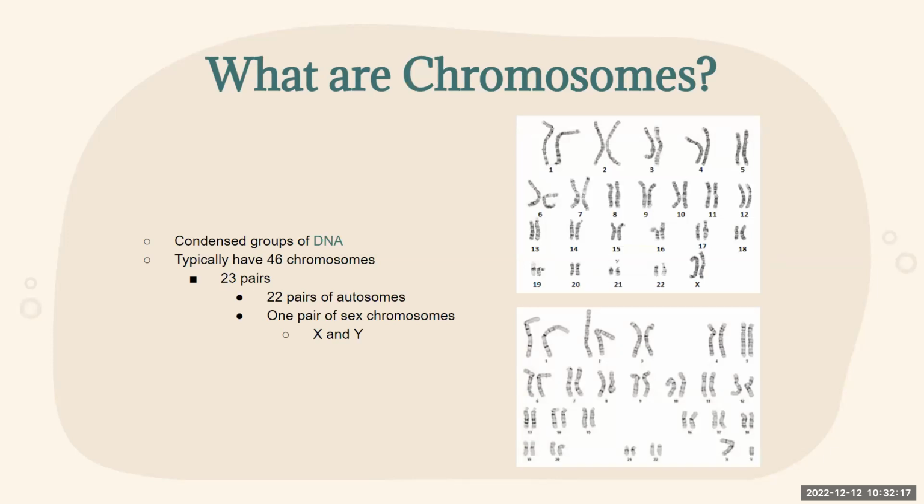What are chromosomes? Chromosomes are condensed groups of DNA that are found in our cells. We typically have 46 chromosomes in 23 pairs. 22 pairs are known as autosomes, and 1 pair is called sex chromosomes, consisting of X and Y. On this slide, you'll see pictures of 2 karyotypes, or pictures of our chromosomes. The top one is a typical female, and the bottom one is a typical male.